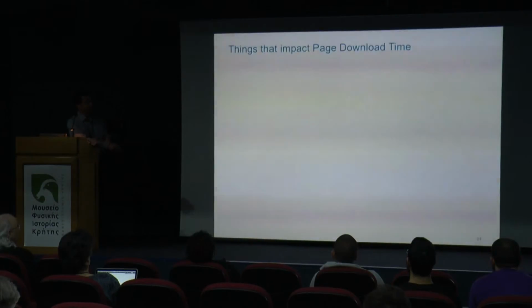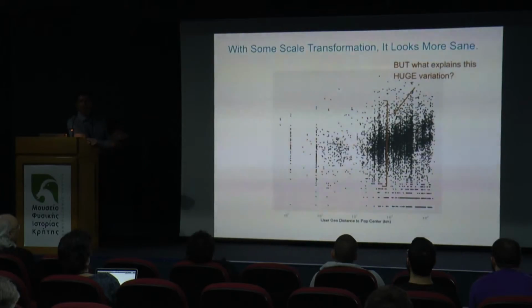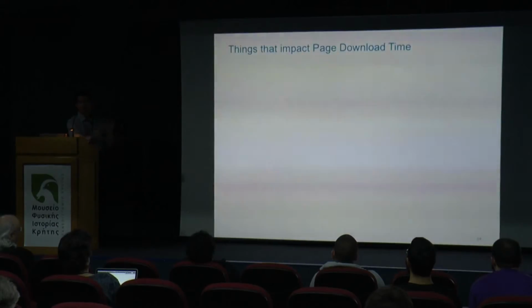That's happening because connect time is not impacted only by geographical distance. It's impacted by other factors, and let's list all of these. These are the features to this prediction model. And not just connect time, if you look at page download time as a whole, what are the things that can impact page download time?